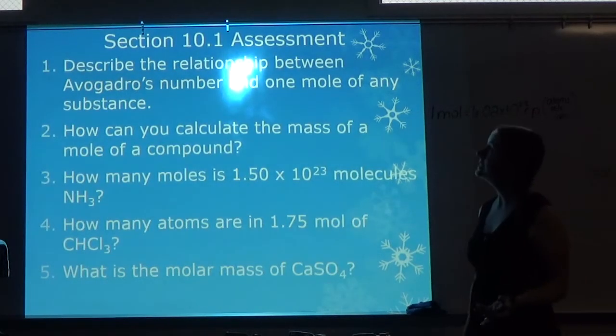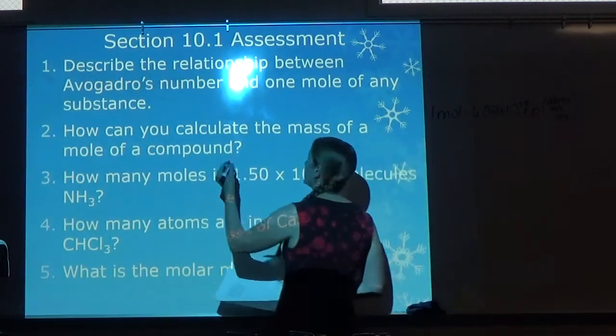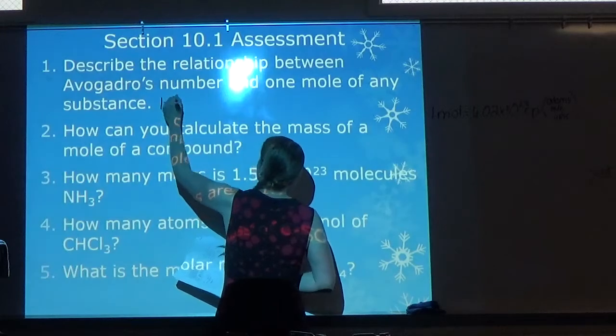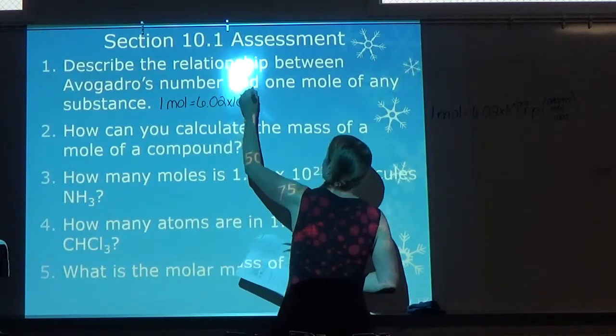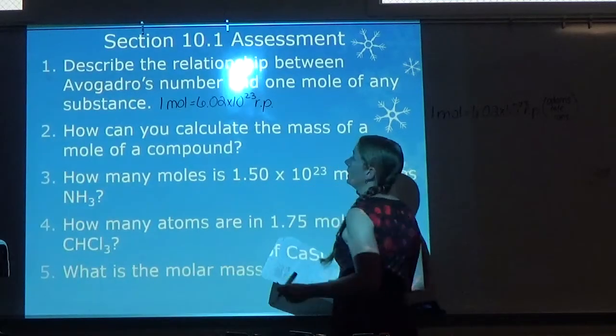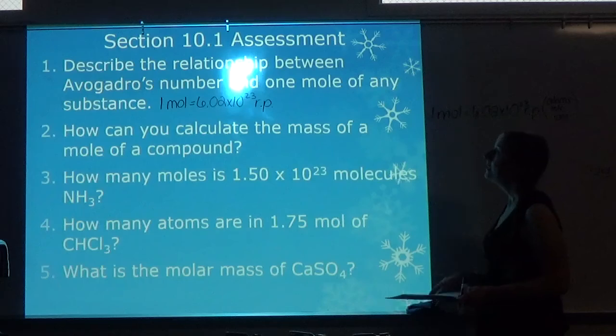All right, so section assessment. It says, describe the relationship between Avogadro's number and 1 mole of substance. Well, they're equal to each other. 1 mole is 6.02 times 10 to the 23 representative particles. And remember, representative particles includes atoms, molecules, and ions.